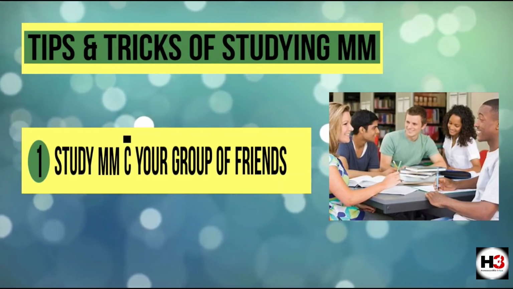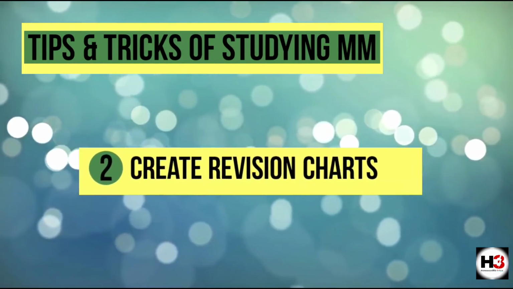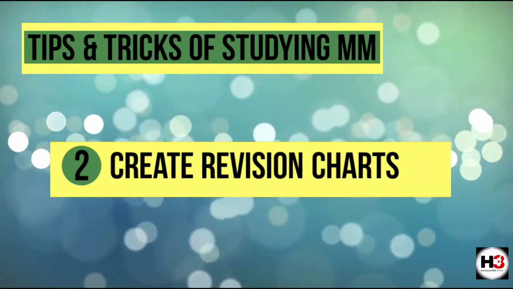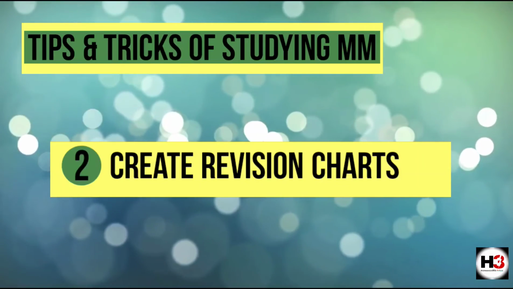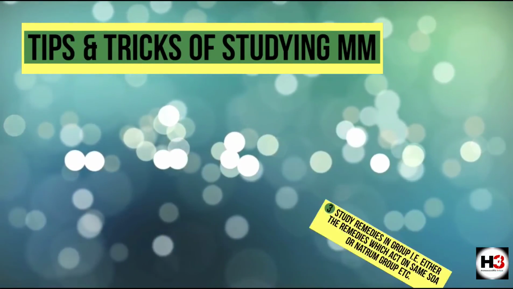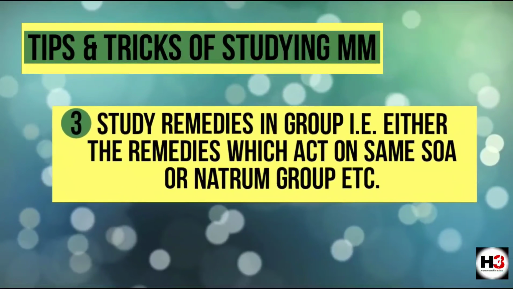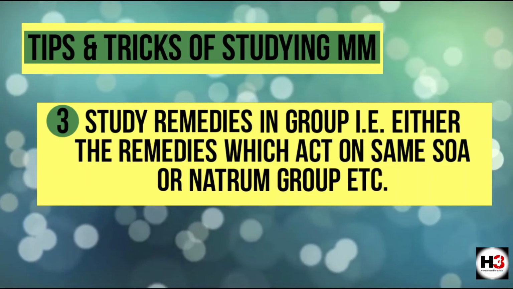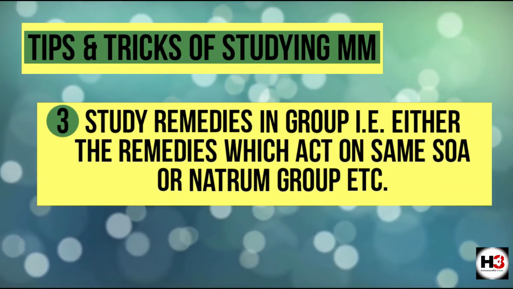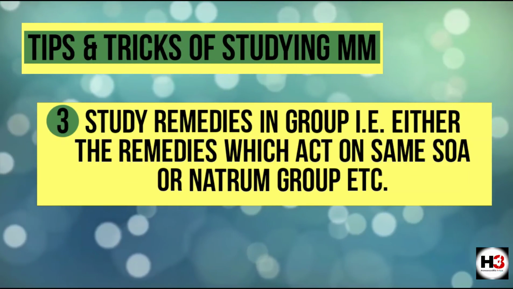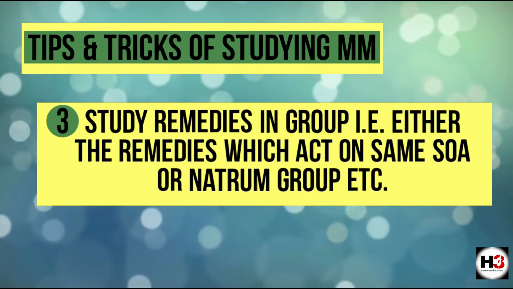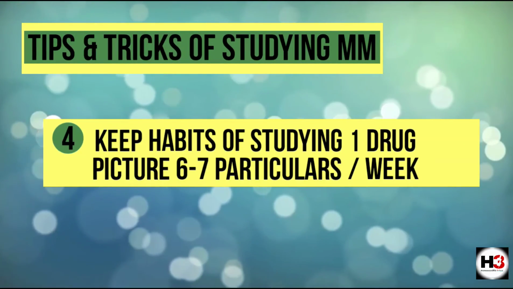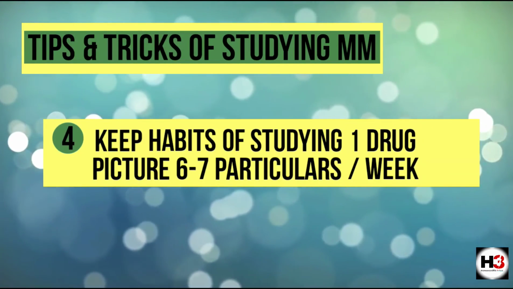The second tip is to create the revision charts. Take any remedy of your portion and write down at least 10 to 12 important keynotes of that remedy. In this way, you can create revision charts of your entire portion, which will help you to recollect the remedies faster. The third way is to study the remedies in groups. That is, study all the remedy of your portion that act on respiratory system together, or study the entire natrum group of remedies together. Keep the habit of studying at least one drug picture or 6 to 7 short answer questions every week. This will reduce your burden during the time of exams.